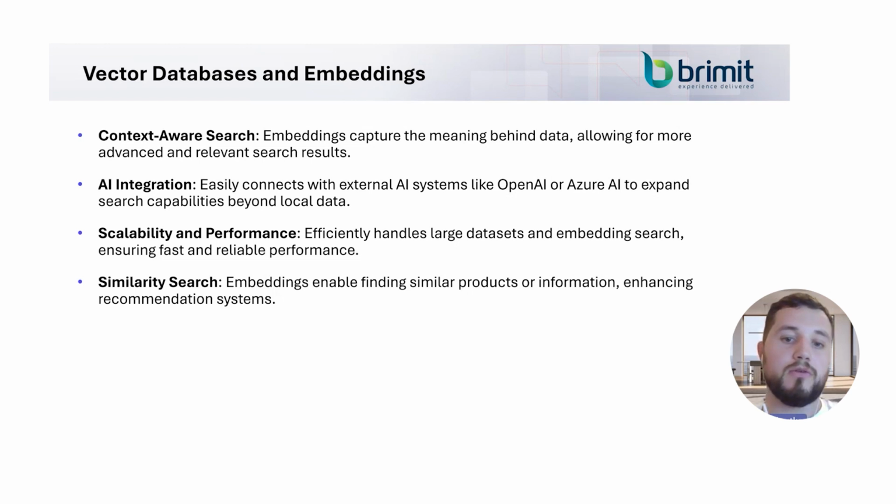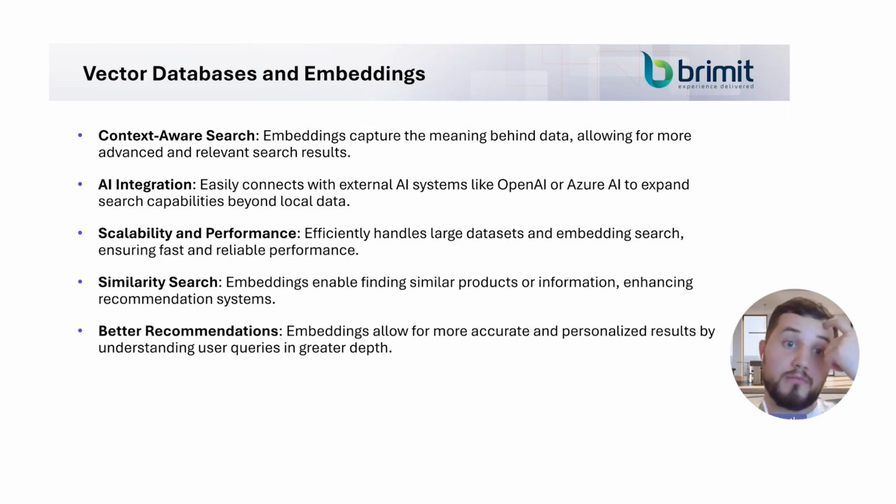For example, if a user looks for a specific product, the system can find not only exact matches, but also similar items based on meaning and context. This is useful in recommendation systems when users want related or similar items. Of course, embeddings allow for more accurate and personalized results by understanding the user's query in great depth.